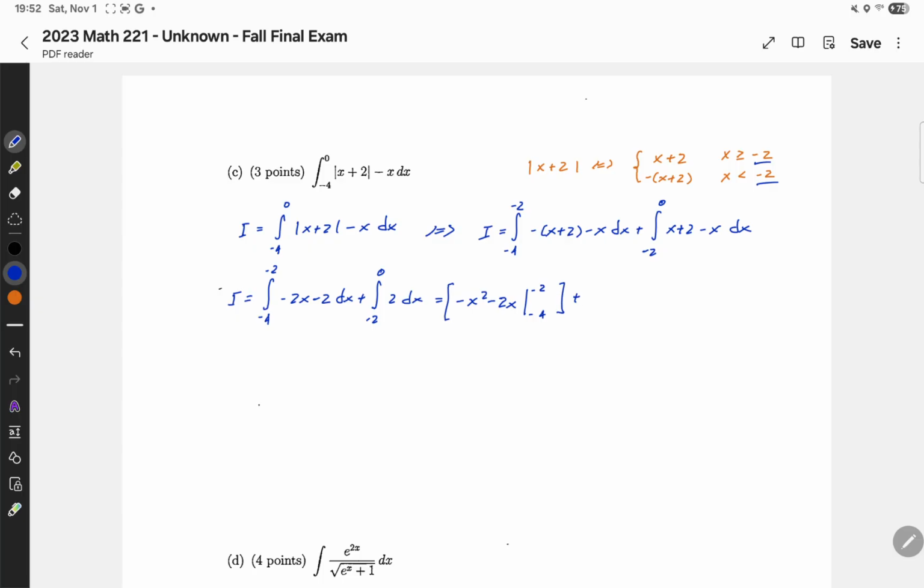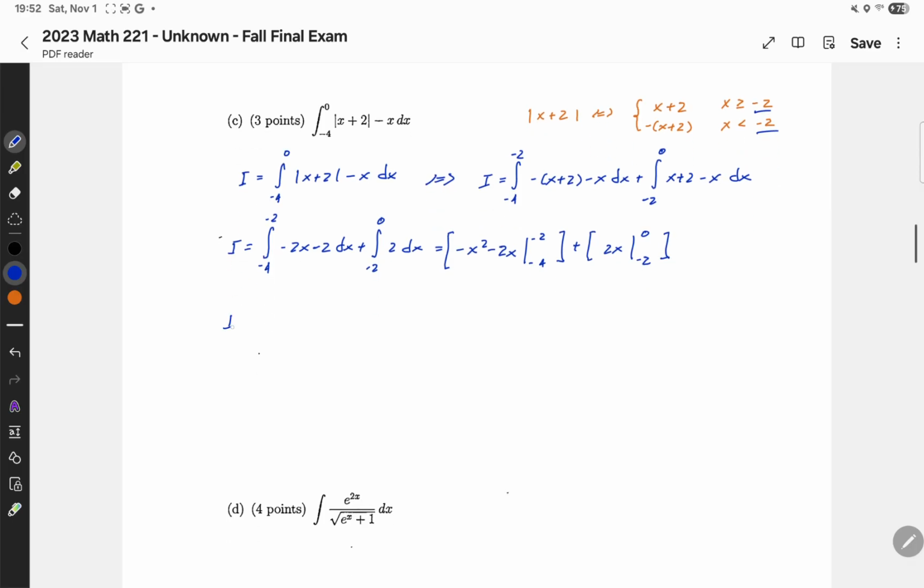And we're adding to this. Let's put this in brackets. The integral of 2, which is just 2x, this goes from minus 2 to 0, just like that. All right, now we can say I is equal to, this is going to be a long expression. So minus, let's put some parentheses in here as well, x squared, and we're looking at this minus 4 first.